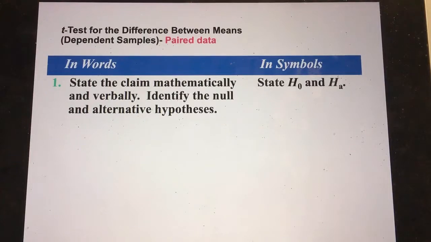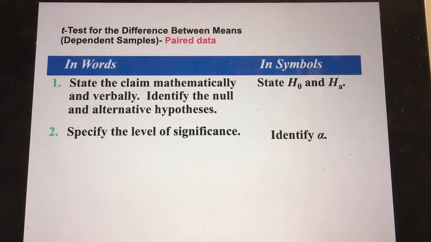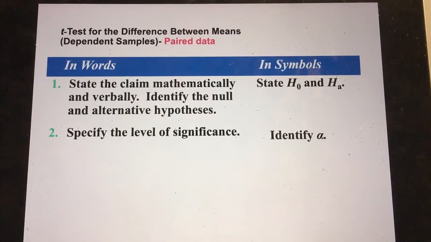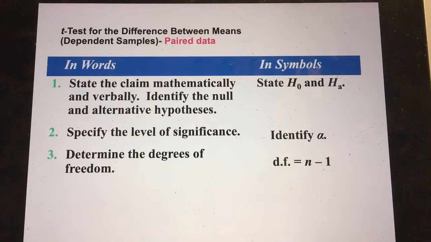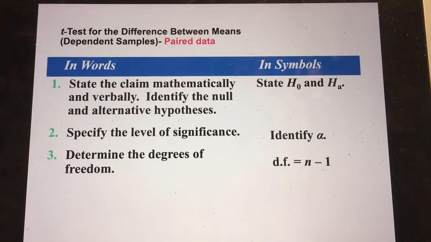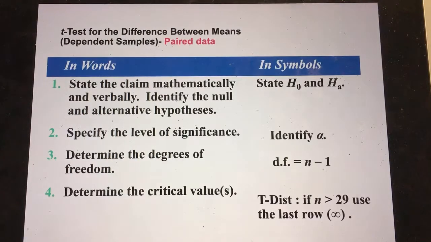So here is the procedure. State the claim mathematically and verbally. Identify the null and alternative hypotheses. State your H0, Ha. Specify your level of significance. Determine your degrees of freedom, which will be your n minus 1. Since they are paired, both samples have the same size n. Determine the critical value from your t distribution. And if your n is greater than 29, use the last row.